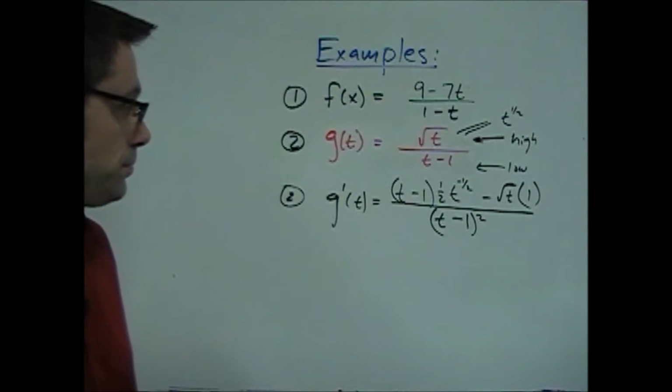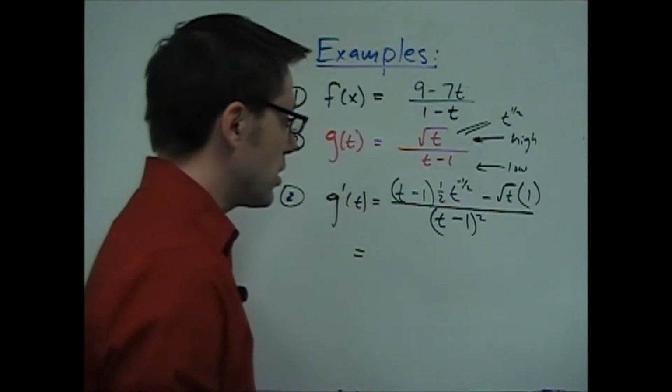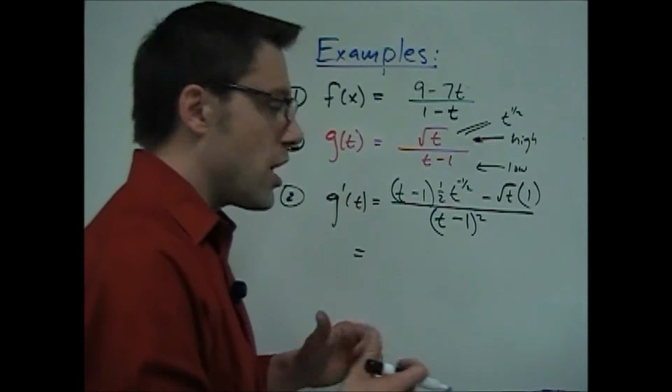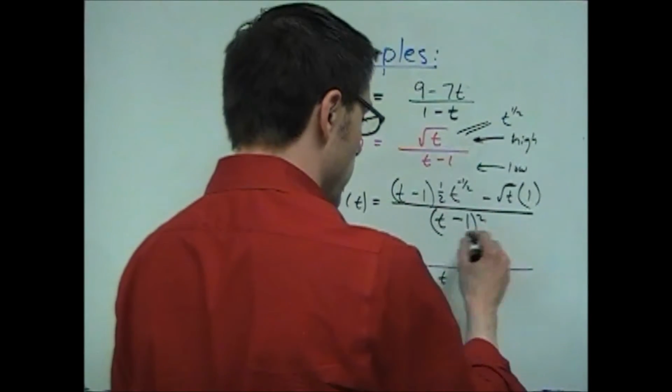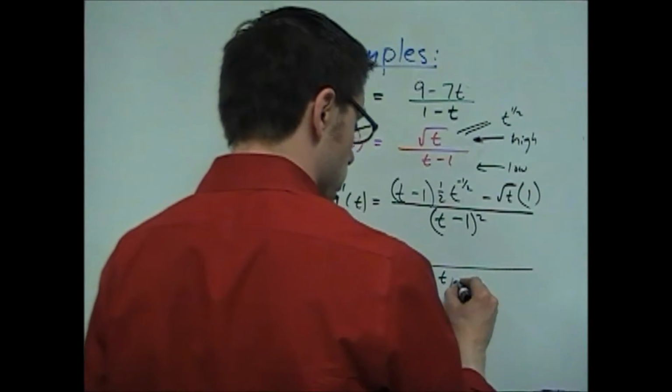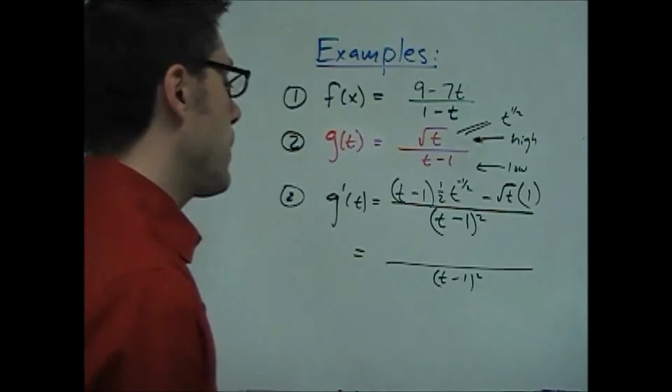Right, so square the bottom. Now, I'm going to massage this a little bit to try to simplify as far as possible. First of all, I'm just going to leave everything and expand the top, the numerator. So t minus 1 squared, right? So what do we have?